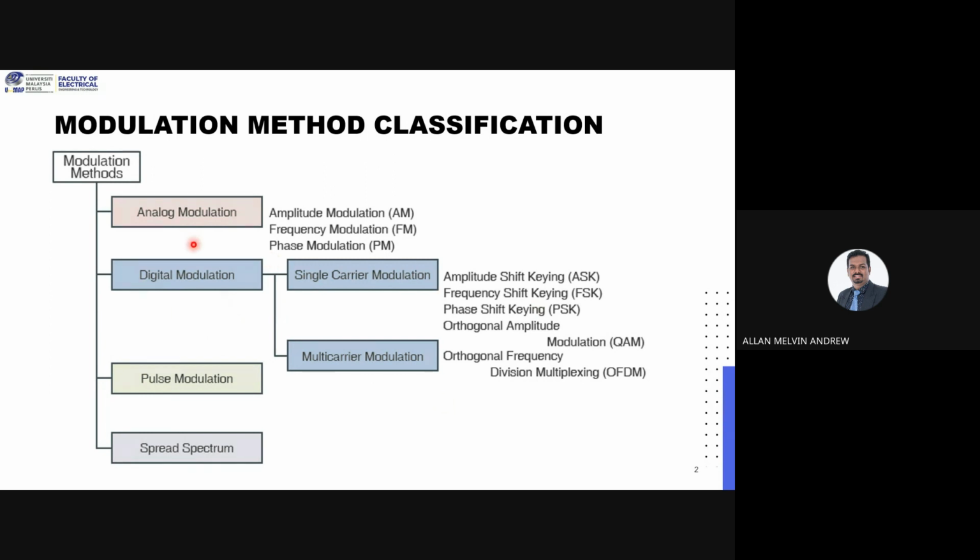We have digital modulations using single or multi carrier modulations, which are mostly related to satellites and other types of digital systems. We have pulse modulations, and we also have spread spectrum modulations. These are some of the modulation methods that we can see. We will be covering analog modulation, particularly AM and also FM.